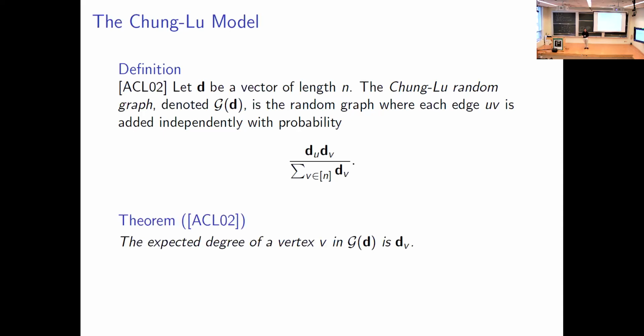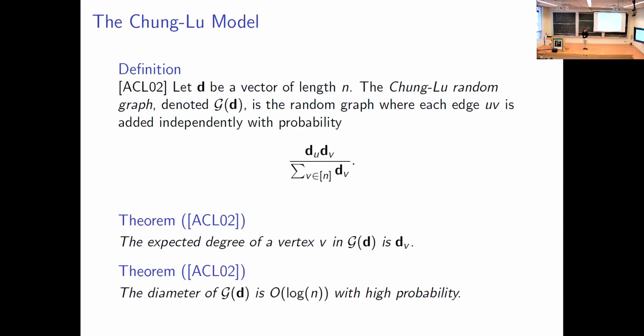Some nice things we know about this graph. Well, in expectation, its expected degrees are exactly equal to whatever the vector is that we put in. Great, so I get to pick my degree distribution. I can pick a power law if I like. I also know the diameter is quite small with high probability. Great. Clustering coefficient is way too small. That goes very quickly down to 0. So how are we going to fix this?